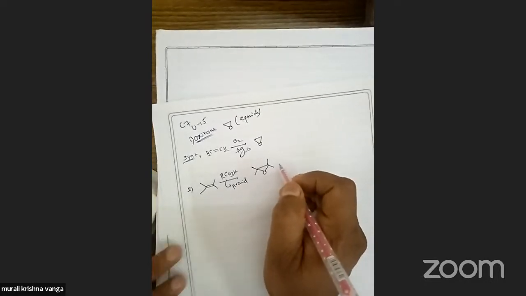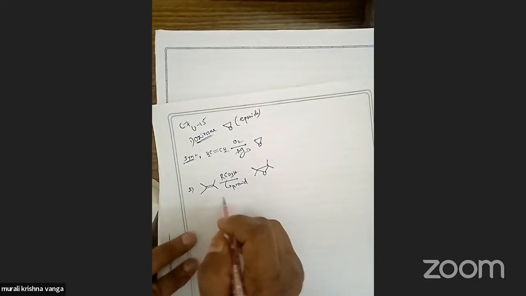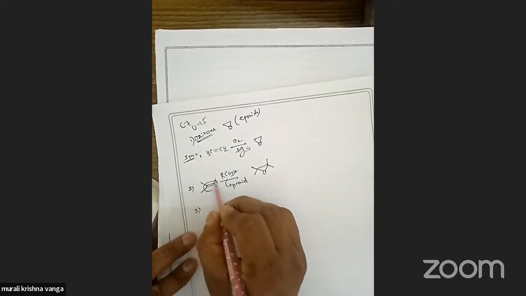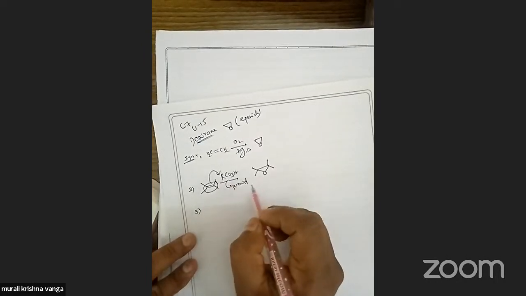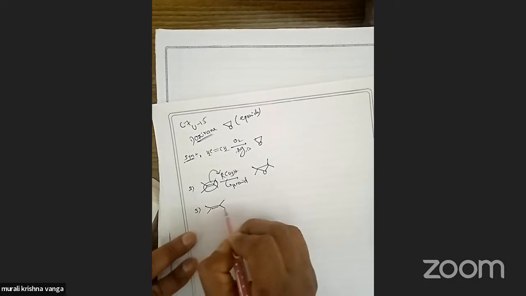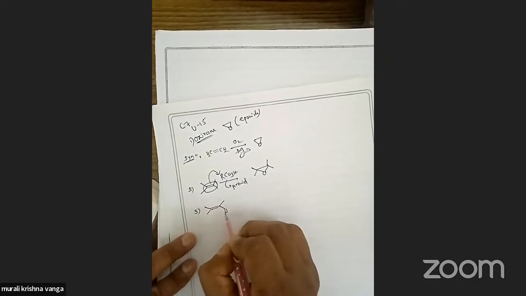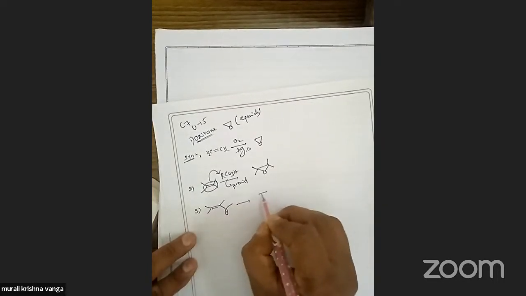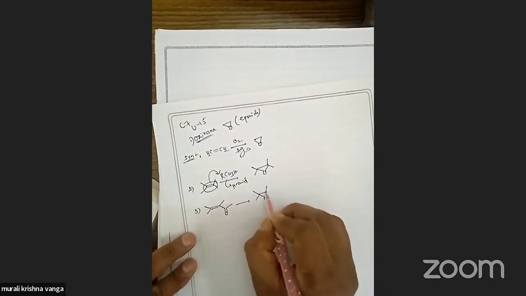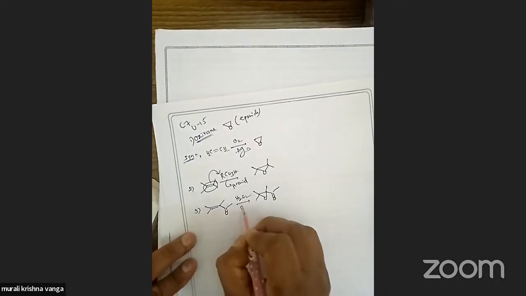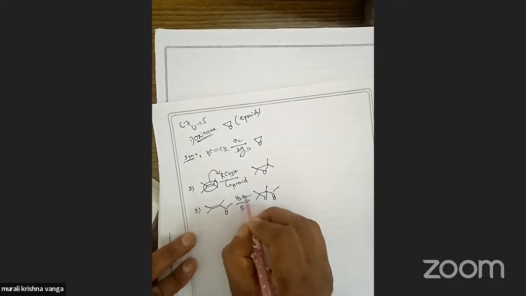If only simple olefins are there, we take peracids. If we are taking alpha beta unsaturated carbonyl compounds for the preparation of oxirane, the suitable reagent is hydrogen peroxide and base.